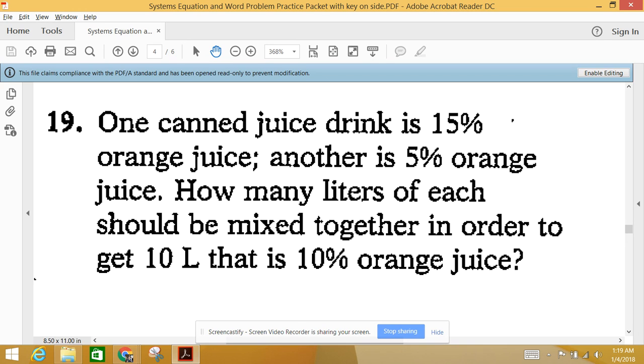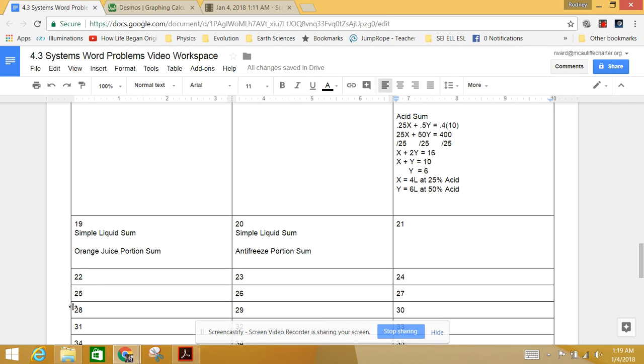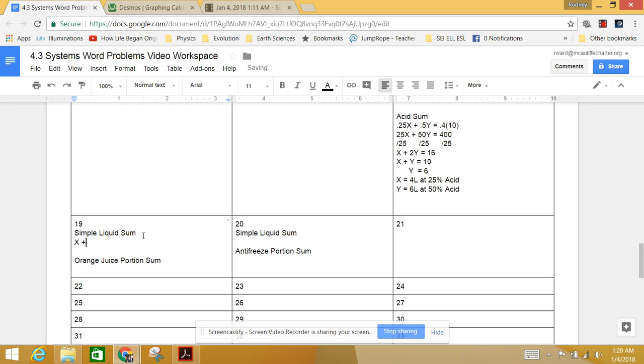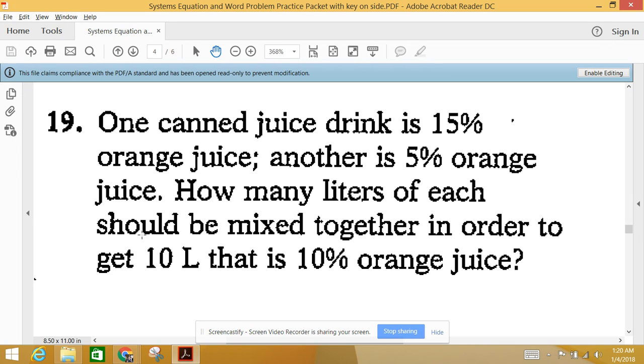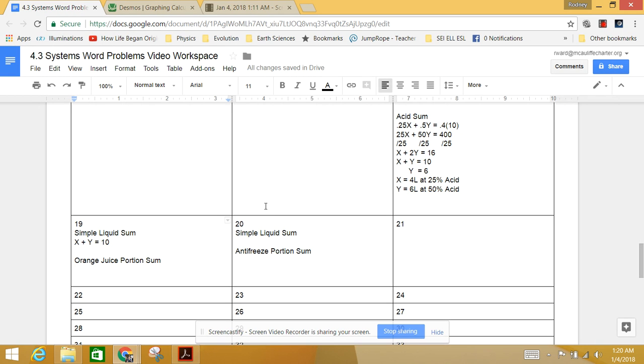All right, so we have some that's 15% and some that's 5%, and they add up to be 10 liters. So let's do our simple sum, which is just going to be, let's say, X plus Y equals 10 again. But then we have our 15% and our 5% solution. Ultimately, we want 10 liters that are 10% orange juice.